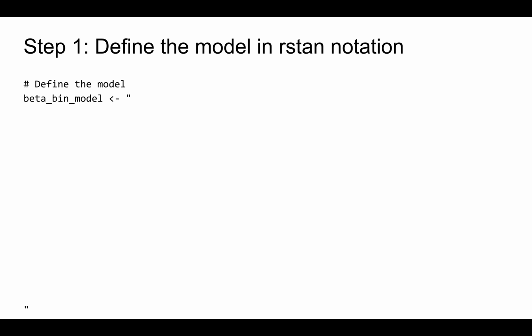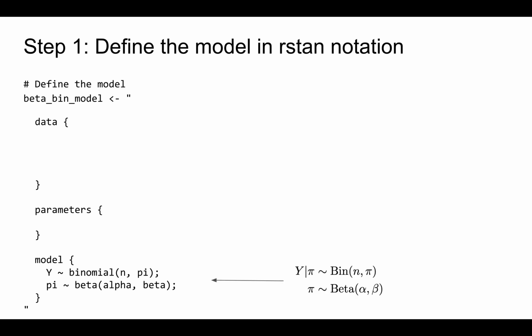As the first order of business, let's first load the rstan package. Then, the rstan simulation unfolds in just 2 steps. First, we have to define our model of interest in rstan notation. This information, which we'll store as beta_bin_model, is a string. Hence, we begin and end this definition with quotation marks. Next, to define the model, we have to provide 3 pieces of information: information about the data, the model parameters, and the structure of the model itself. Let's start with that last piece, the model.